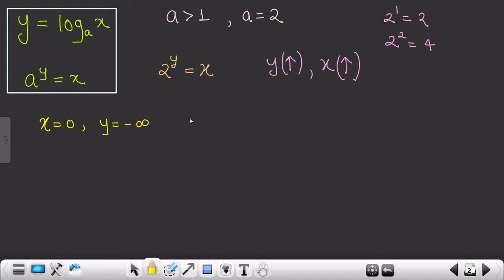If you could see very clearly, 2 raised to minus infinity means I'm talking about 1 by 2 raised to infinity. And as you all know, infinity means a huge number, and a huge number is getting divided into 1, so it would obviously be 0. So our x would be equivalent to 0, correct? So this is what we saw.